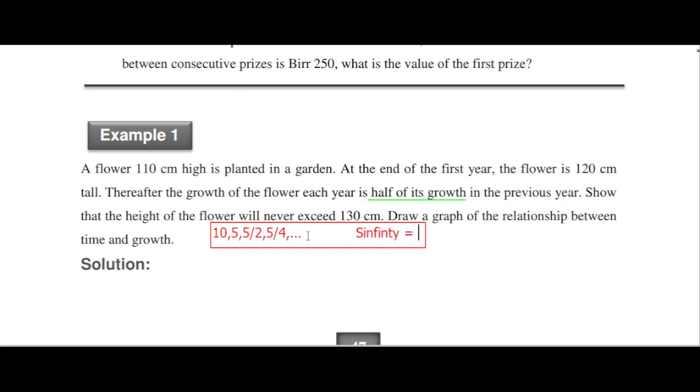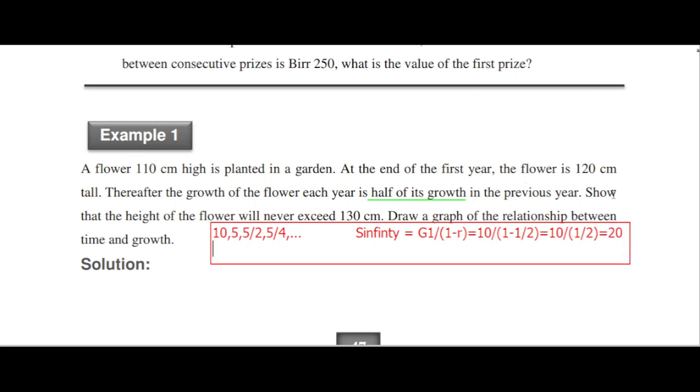S infinity is equal to g1, the first term, over 1 minus r. The common ratio r is 1 over 2, which is strictly less than 1, so we use the formula g1 over 1 minus r. So this can be calculated. We have g1 equal to 10 over 1 minus 1 over 2. This is equal to 10 over 1 over 2, because 1 minus 1 over 2 is 1 over 2, which is equal to 20.